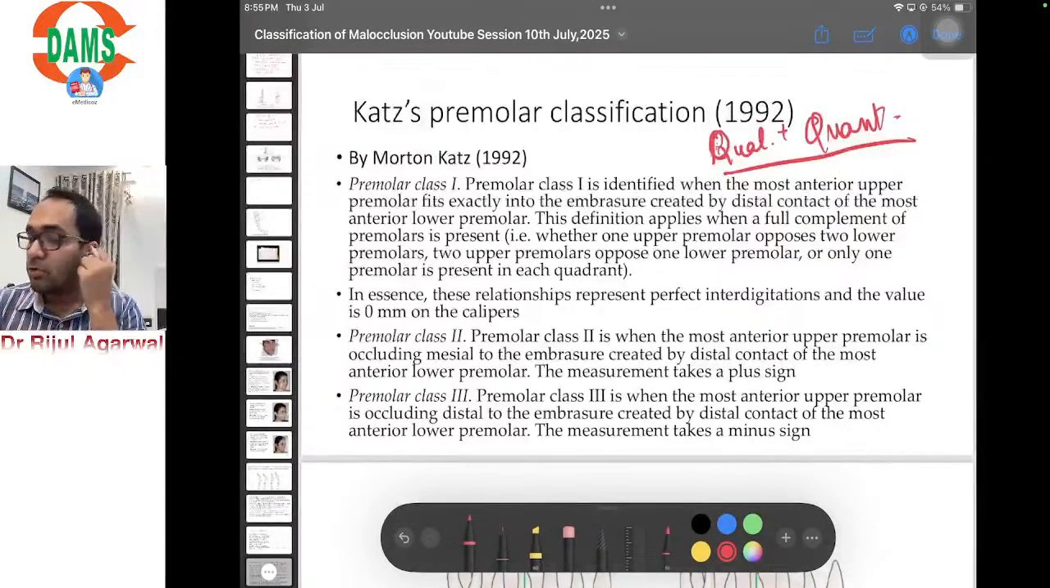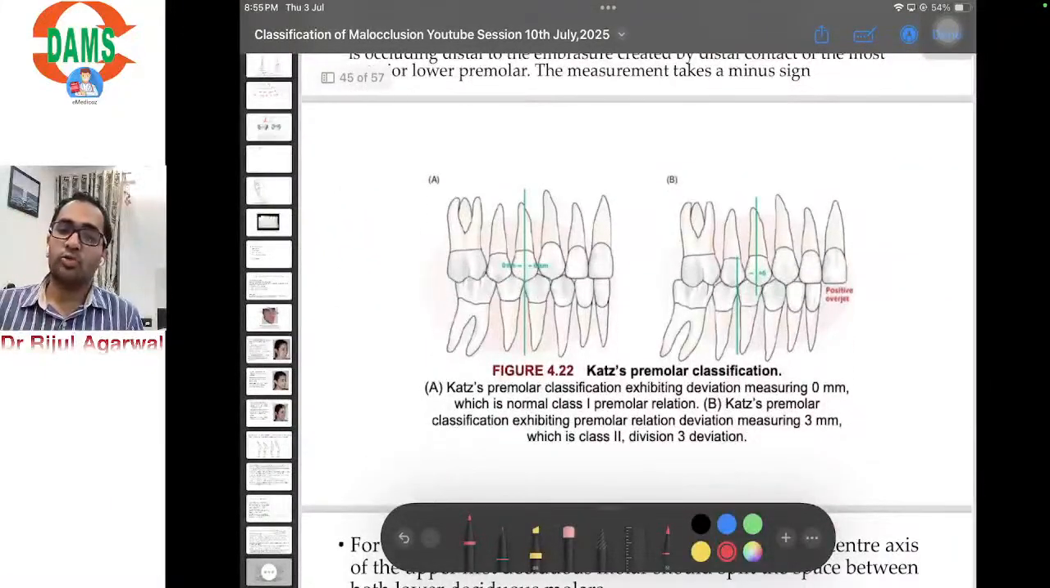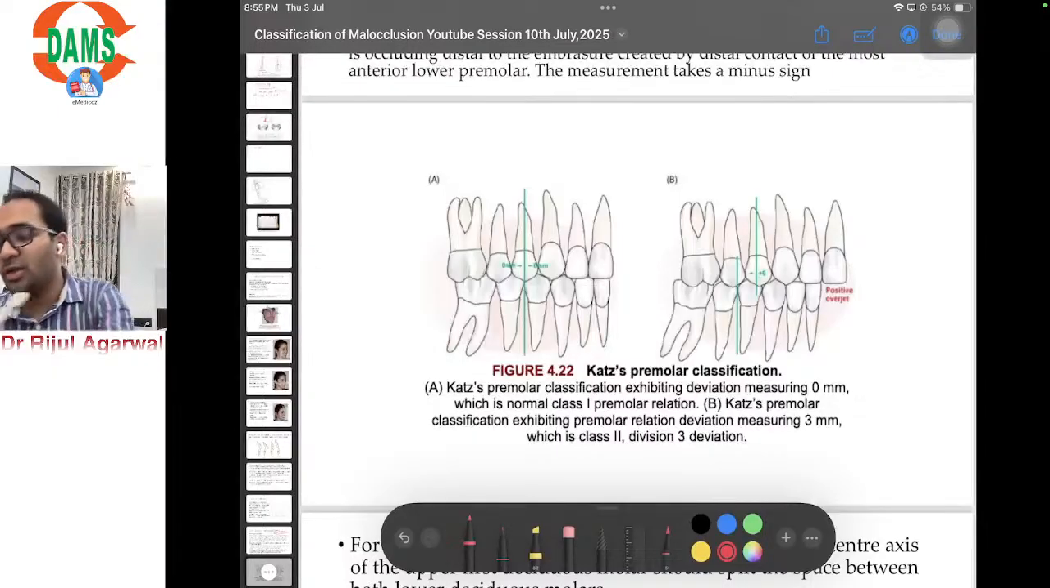Okay, so how qualitative and quantitative, I'll just tell you. Class 1, class 2 and class 3 are very easy to understand. How you differentiate them is through this image. If you remember from Andrews' 6 keys, which I just discussed, in the canine premolar, on the buccal surface, we have a cusp embrasure relationship. So in class 1, the permanent first molar cusp falls in the embrasure or groove space between the lower two premolars. That becomes class 1. In class 2, it is ahead, in class 3 it is behind.